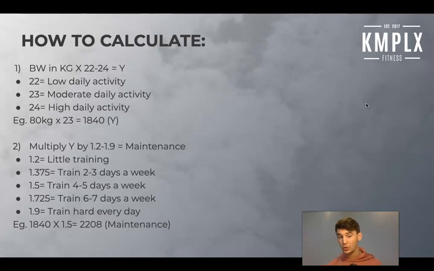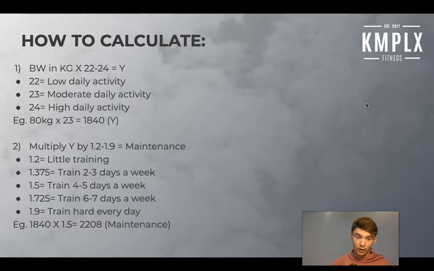So 1.2 is little training. 1.375, train 2 to 3 days a week. Then you've got train 4 to 5 days a week, 6 to 7 days a week. And then 1.9 is train hard every day, or even twice a day some days. So for me, I'm going to put 1.5, train 4 to 5 days a week, because I do take 1 to 2 full rest days a week. And a lot of my training these days is pretty easy. Nothing's really too hectic. So I can't see why I would put any higher than that.